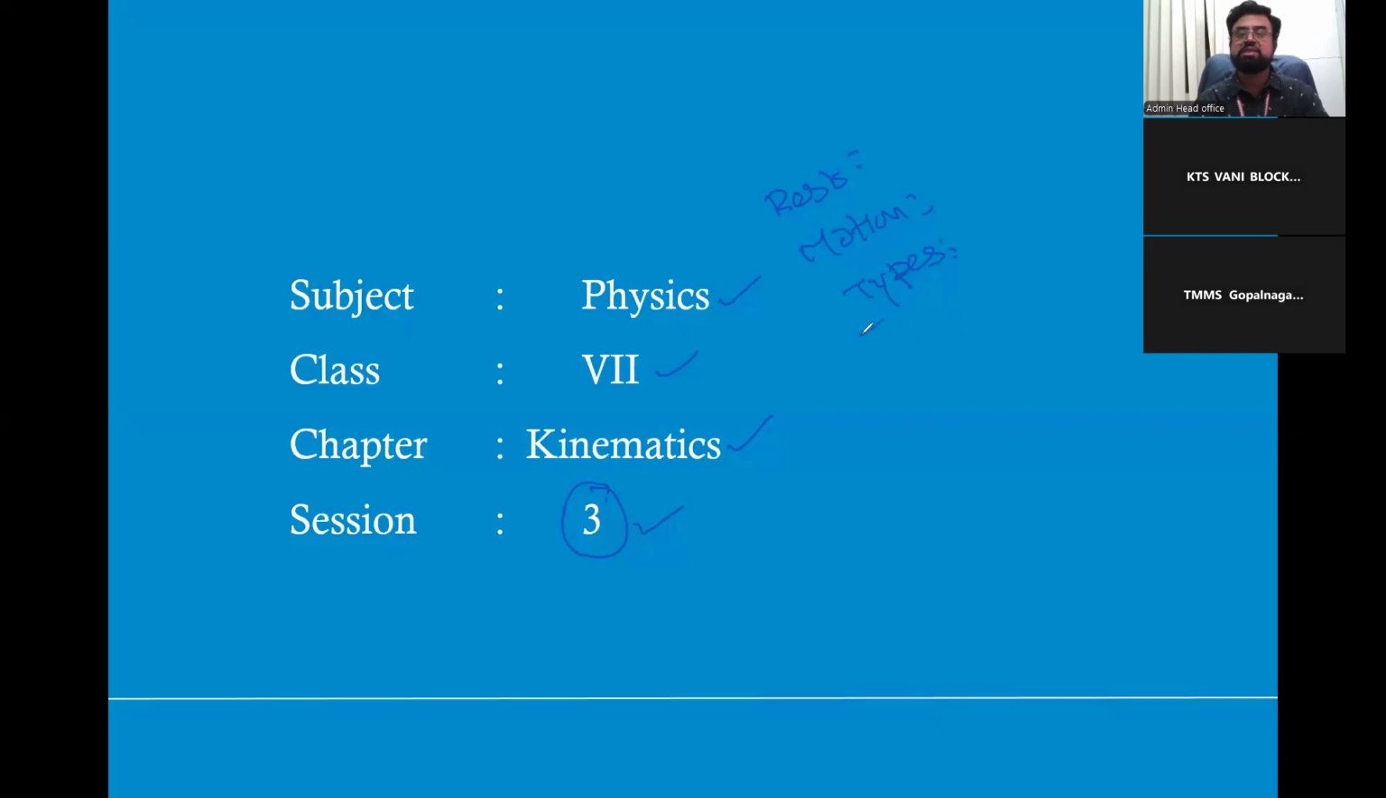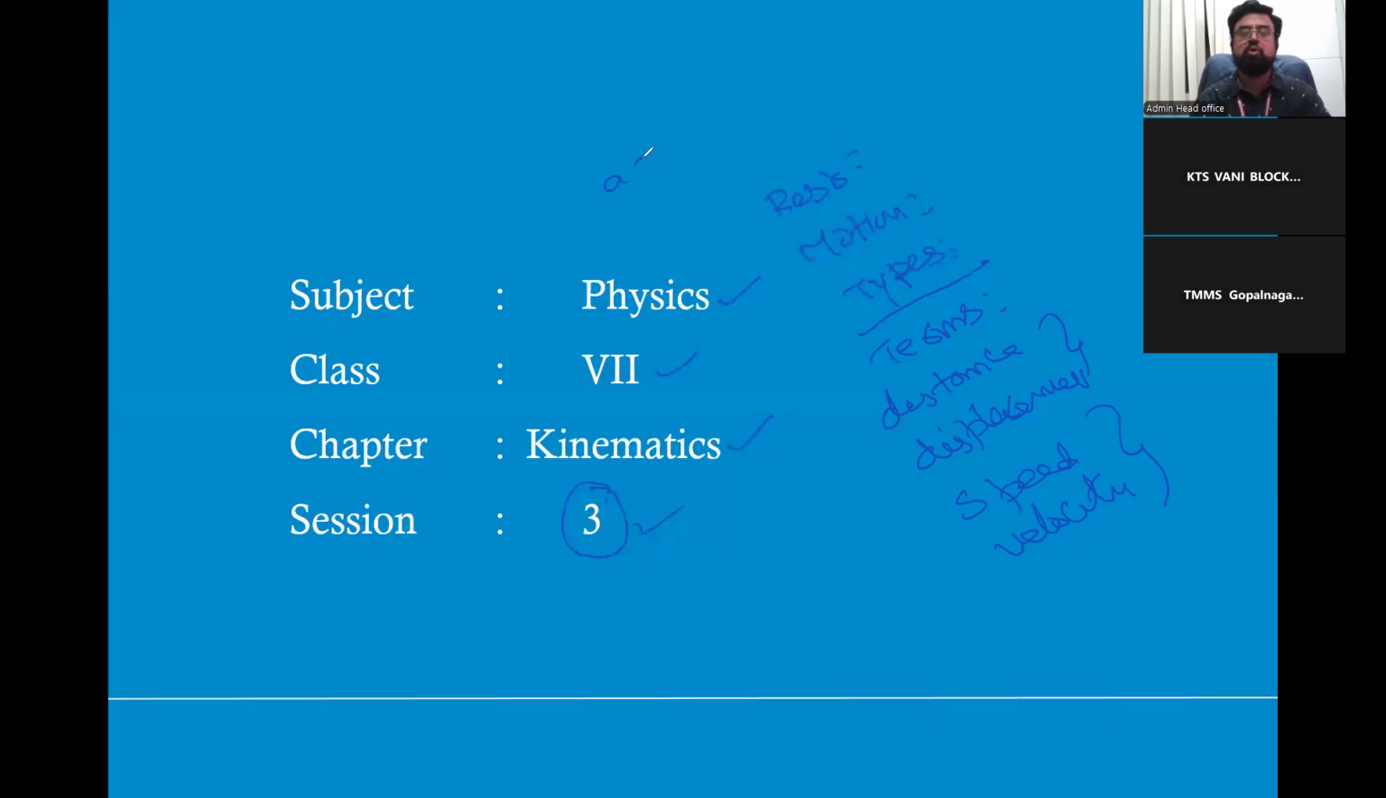After that, we discuss some terms that come across when a body is in motion. When a body is moving, it covers some distance and displacement. We discussed both of these along with the differences, right? Then the body will have speed or velocity. These two also we discussed in the last class.